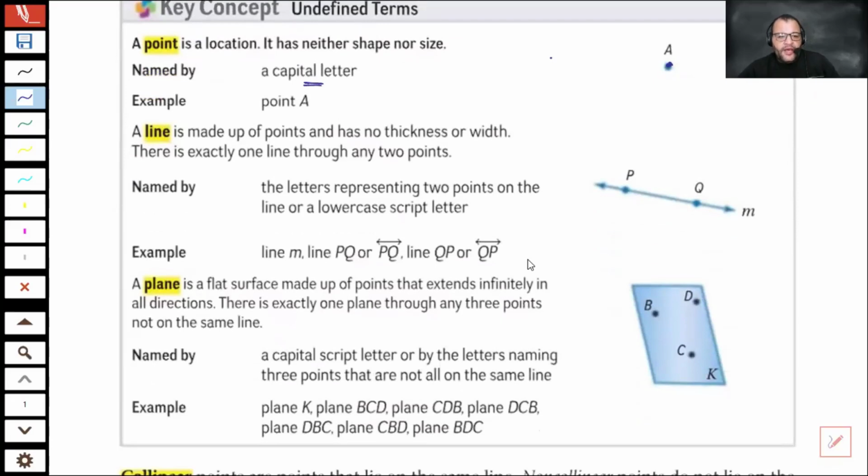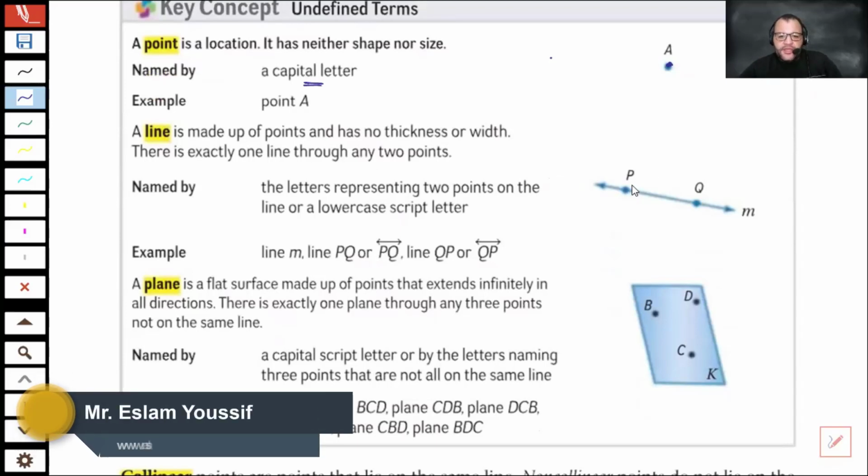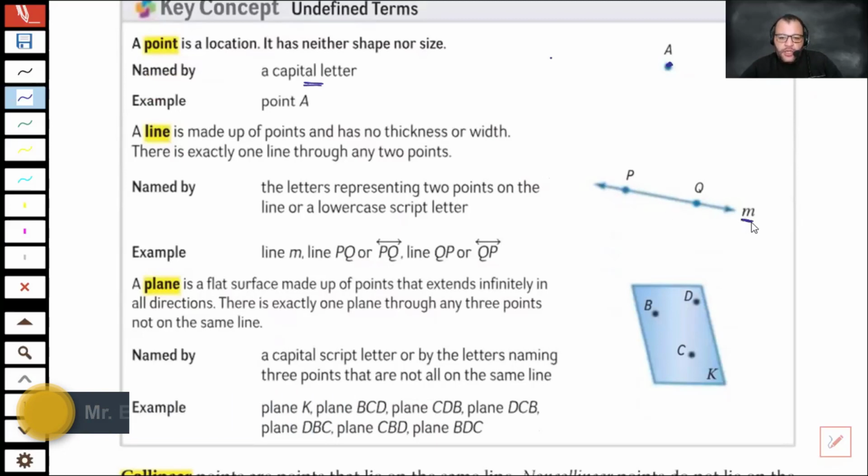A line is formed from an infinite number of points, has no thickness and no width. It is defined by two capital letters or one small letter. So we have here a line M defined by a small letter, or we can say that it is line PQ. Suppose that we have a point here called A and a point here called B. So we can say that this line is called AB, or we can say this line is called BA. There is no start and there is no end, so you can say AB or BA.